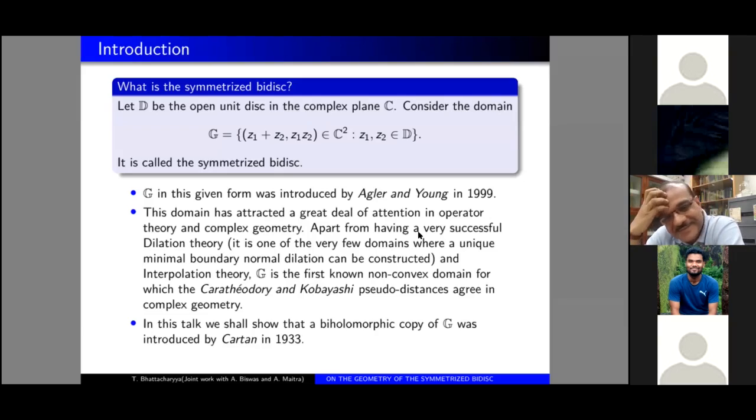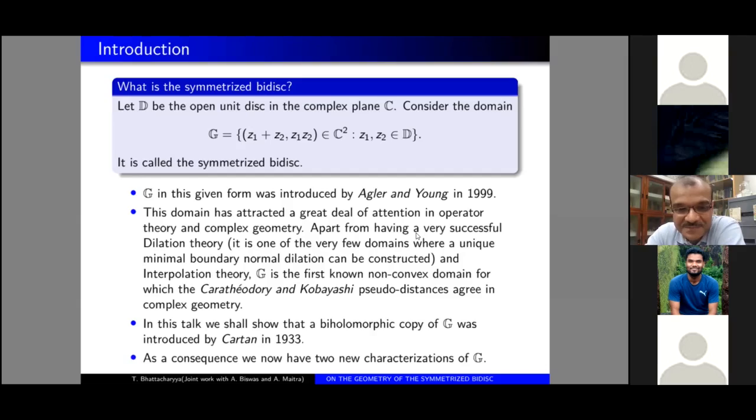I think the most lovable part of the work that I enjoyed doing is that we figured out slowly that a biholomorphic copy of G was introduced by Élie Cartan in 1933. Now that's a surprise when you come across such a thing. Well, we'll have new characterizations of G, but those are corollaries. The real pleasure was discovering this connection with a domain already known to complex analysts for a great many years.